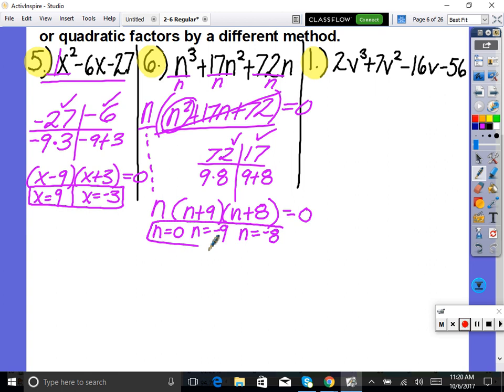And once again, we should always check. Degree 3, 3 solutions. Degree 2, 2 solutions. We're doing good. Okay, what method here? You guys go for it, I'm going to go for it, and then you can check with mine up here.